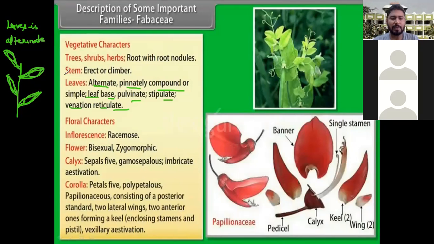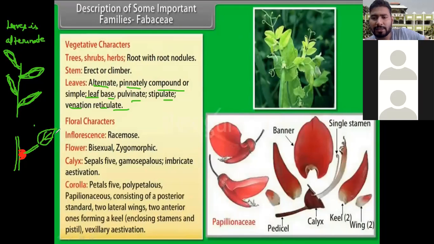Okay. And the leaf base is pulvinate. Very, very important, the leaf base. Suppose this is the stem, and sometimes what happens is that the leaf base becomes swollen. Leaf base means the place from where the petiole gets attached. It becomes too swollen. Okay, this leaf base becomes swollen, and this swollen structure is known as the pulvinus. Clear? This swollen structure is known as the pulvinus. Are you getting it or not?